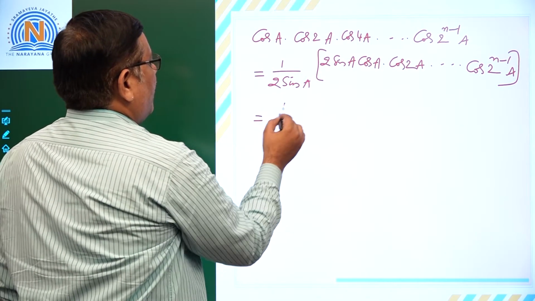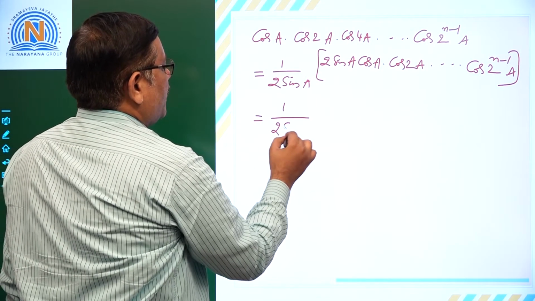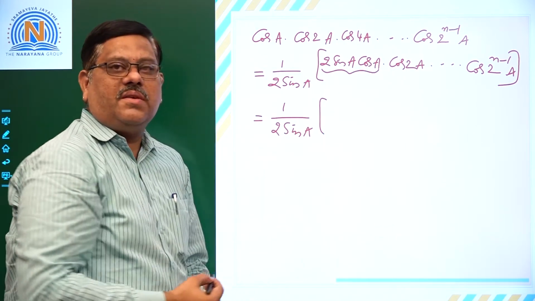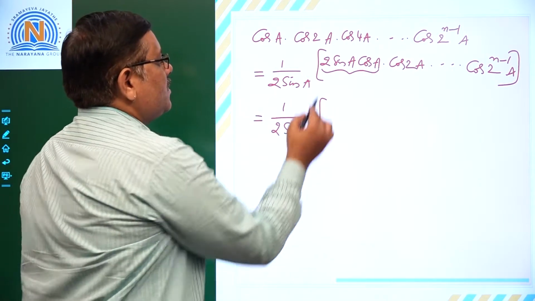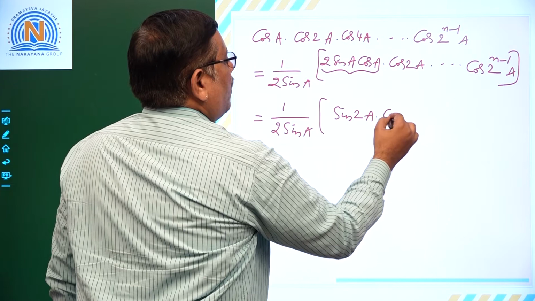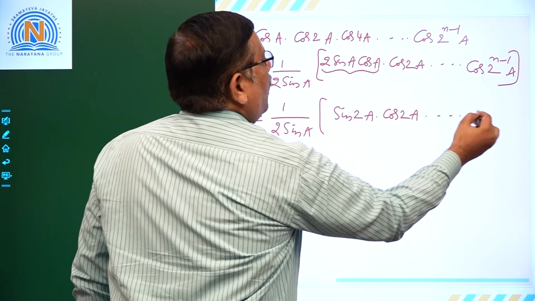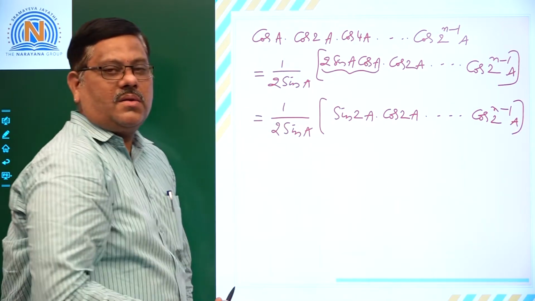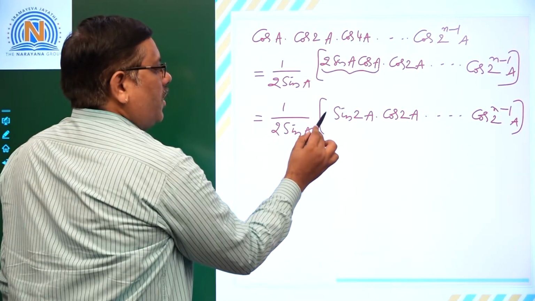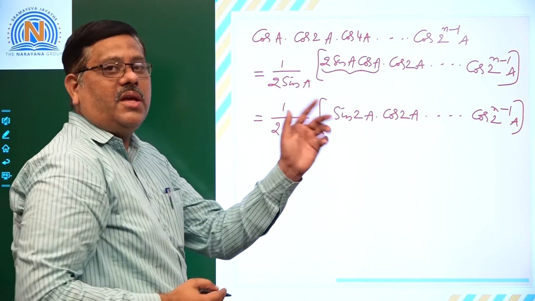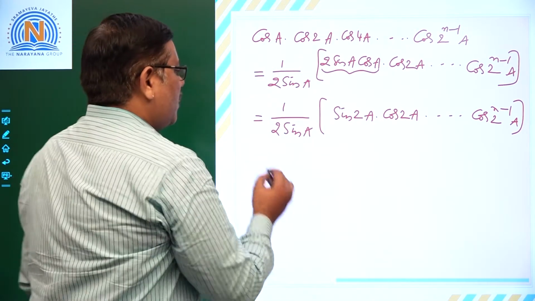Again, if I simplify, that is going to be 1 by 2 sin A into, what is the value of 2 sin A cos A for us? That is nothing but sin 2A. Sin 2A into cos 2A into so on cos 2 power n minus 1 times of A. Suppose if I have 2 here, 2 sin 2A cos 2A, this entire value becomes sin 4A, that is sin 2 square A.